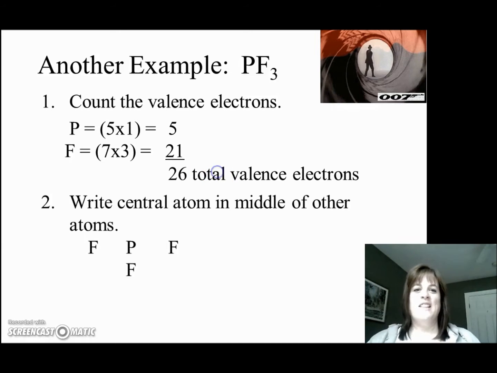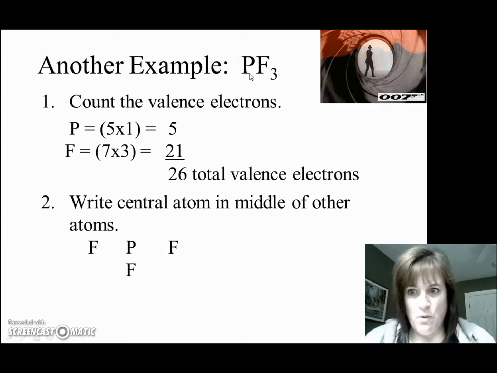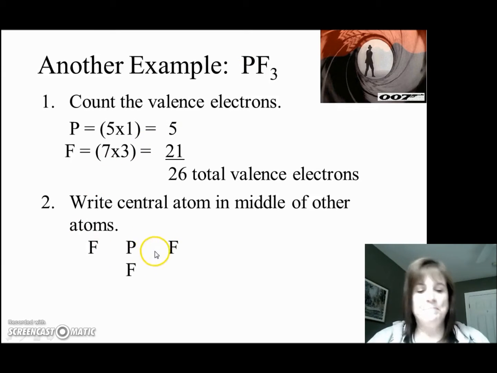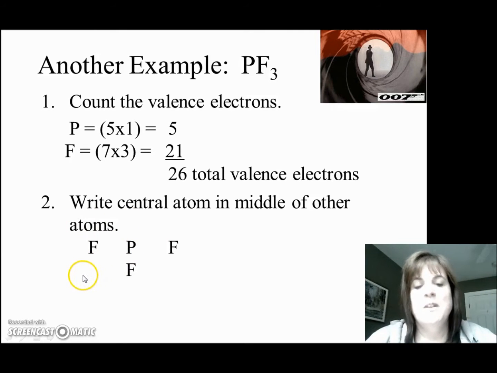All right, step 2, find the central atom, which would be the phosphorus because it's the one I have the least amount of, and put the other atoms around it. So they're my fluorines. And this guy could have been on the top. That's totally cool. But just distribute them around the phosphorus.